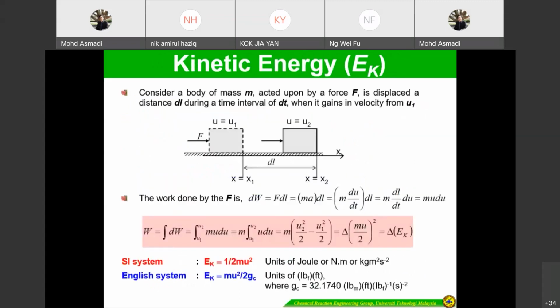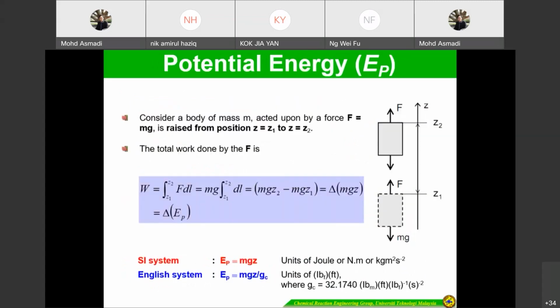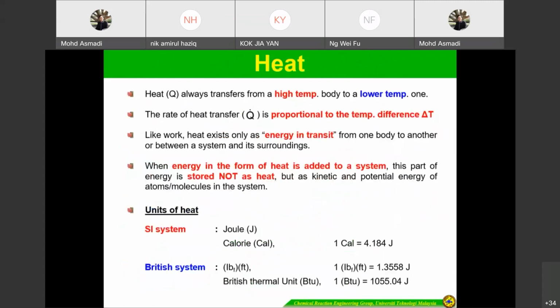Energy, this one is kinetic energy, potential energy, you have learned it. Later for heat, we will learn a lot. Heat of combustion, heat of reaction, sensible heat, latent heat. The equation is going to be different. We cannot simply use only one equation for all the heats. You have to know how to differentiate latent heat and sensible heat.